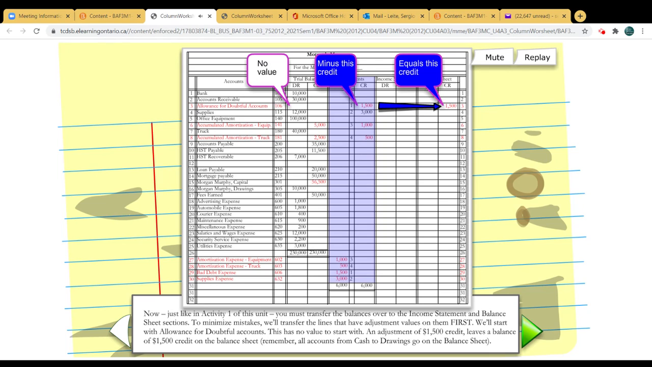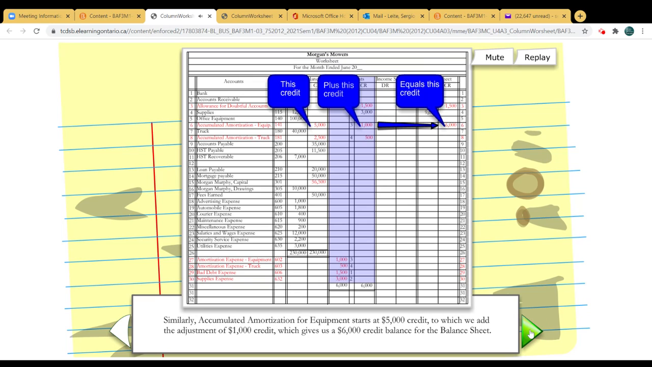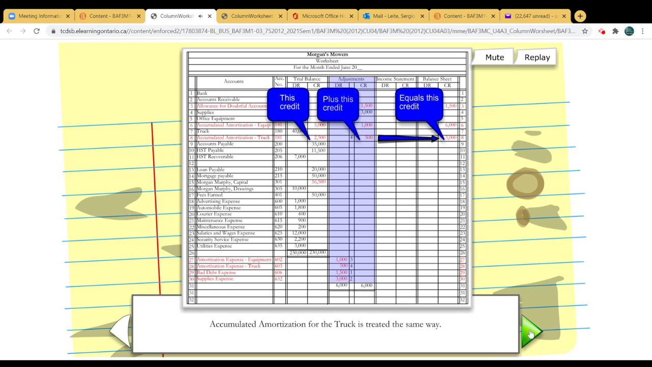Remember, all accounts from cash to drawings go on the balance sheet. Next is supplies. Take its $12,000 debit balance, remove the adjustments of $3,000 credit. That leaves us with a debit balance of $9,000 on the balance sheet. Similarly, accumulated amortization for equipment starts at $5,000 credit, to which we add the adjustments of $1,000 credit, which gives us a $6,000 credit balance for the balance sheet. Accumulated amortization for the truck is treated the same way.